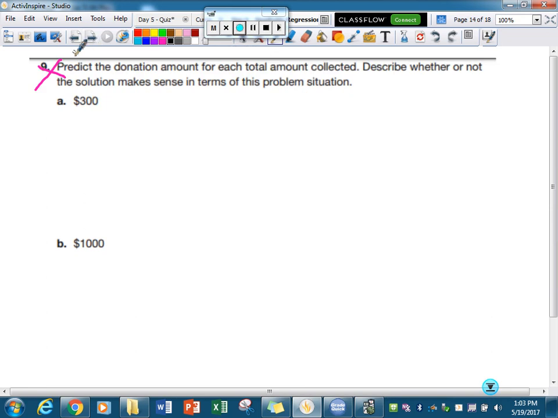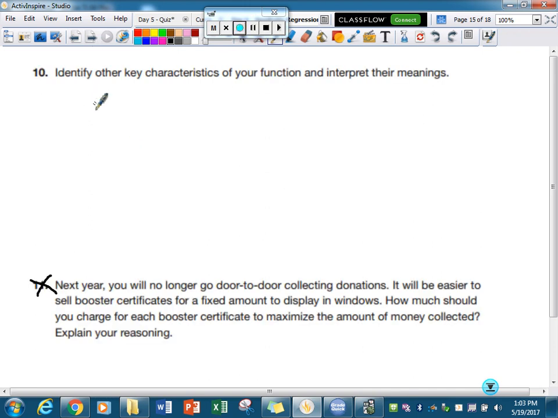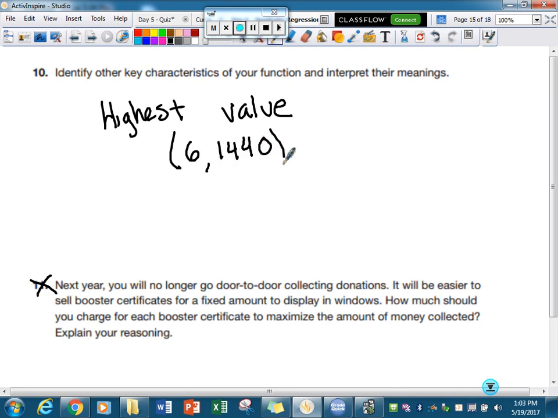All right, then you're going to skip number 9. And the only key characteristic I want to point out for you is the highest value. What our high point was. It was 6, 14, 40. And if you think about what that means, if you remember what a high point is, it's our vertex. So fun fact there.